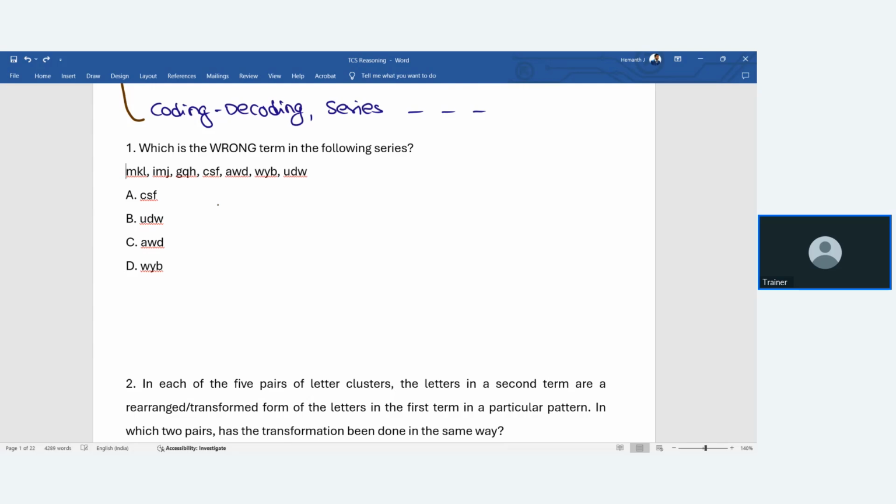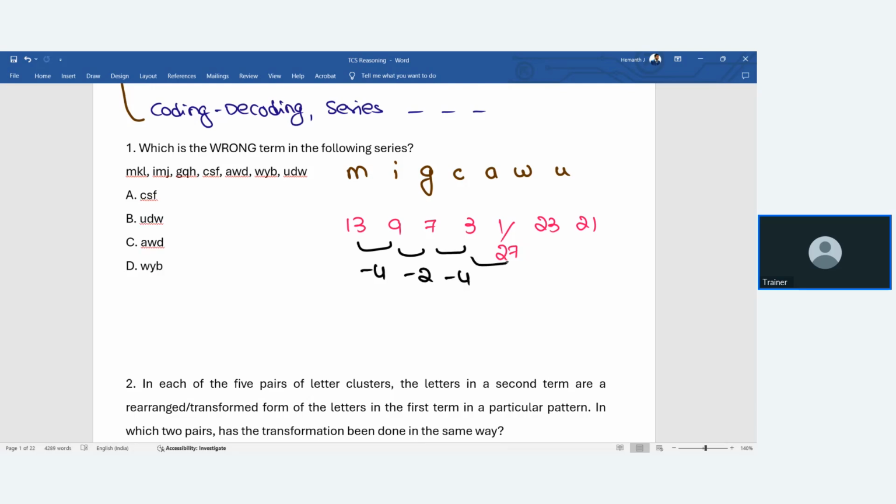to identify, first what we'll do is take the first letter separately. First letters are nothing but M, I, G, C, A, W, U. The respective numbers for those letters are 13, 9, 7, 3, 1, we can also write it as 27 as well, and we have 23 and 21. If you observe carefully, the logic is -4, -2, again -4, then -2, then -4, -2. There is no problem with the first letter.